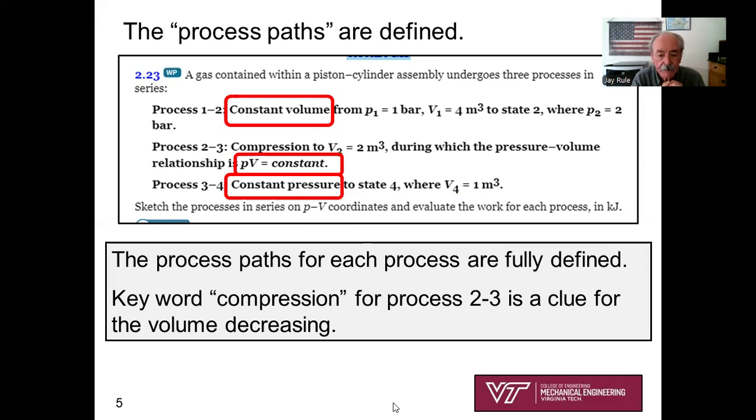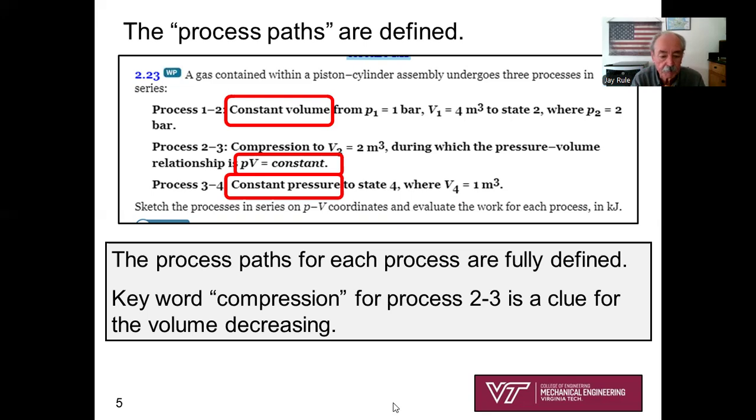Process 2 to 3 gives the process path. It says PV, P times V equals a constant number. PV equals constant. What's that going to look like on a PV diagram? Process 3 to 4, a constant pressure process. What's that going to look like on a pressure volume diagram? So the key here is to recognize that the process paths, the description of pressure versus volume, is given for each of the 3 processes. That's going to be the method by which you're going to solve this problem.